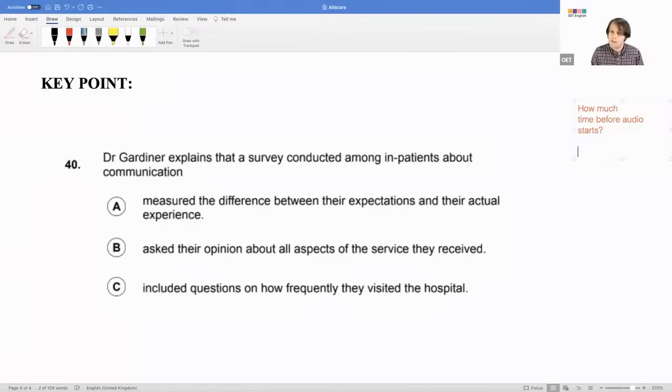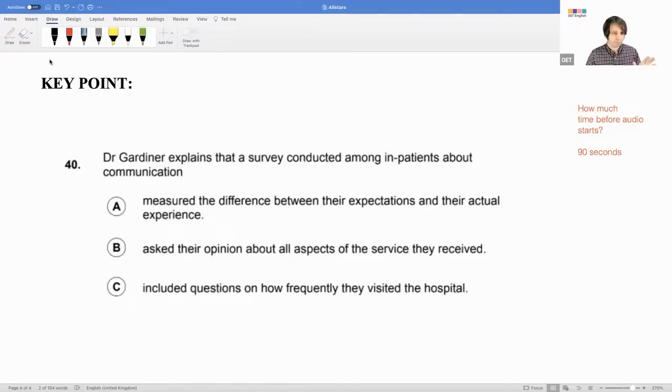In OET Part C. Type it in, guys. What number is it? Is it 20 seconds, 15 seconds, 30 seconds, 60 seconds, 90 seconds? How much time before the audio starts in OET Listening Part C? The answer is 90 seconds. So in that time, this is the key point, guys, that I'm going to leave you with.